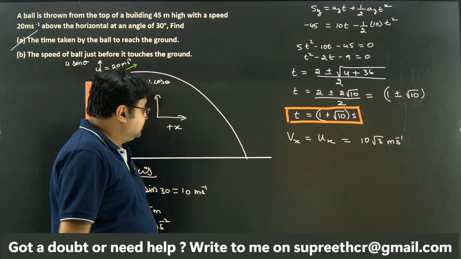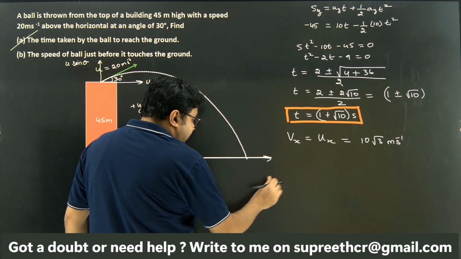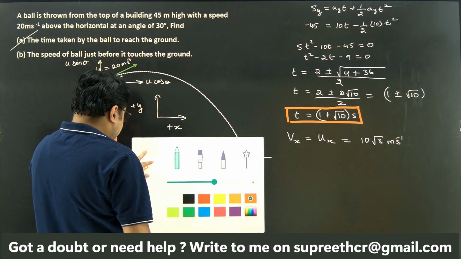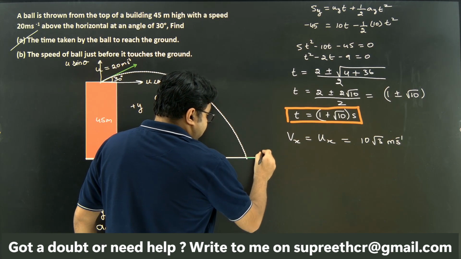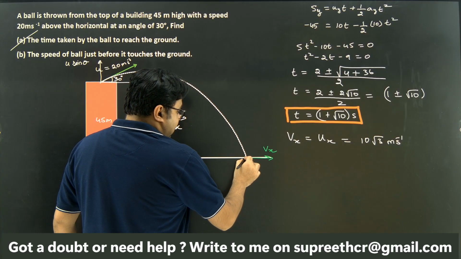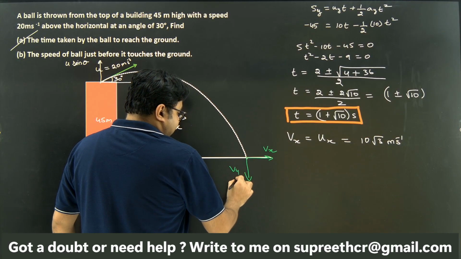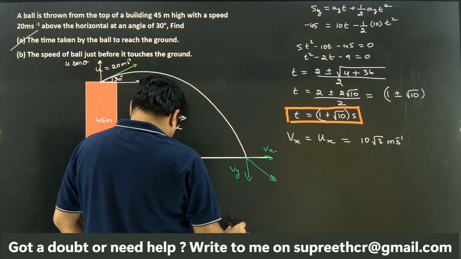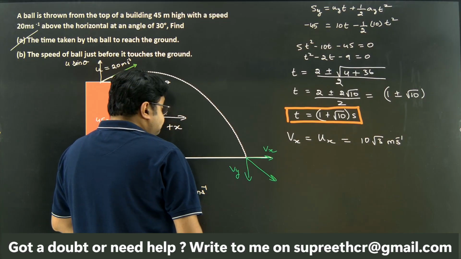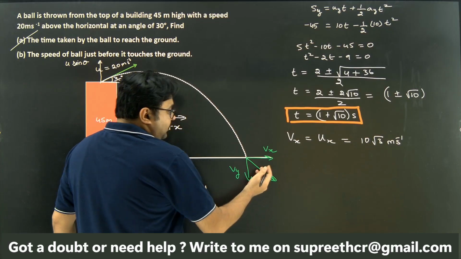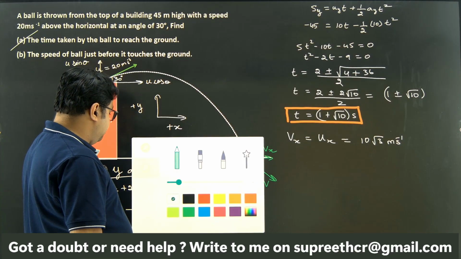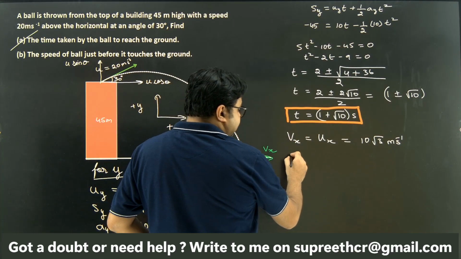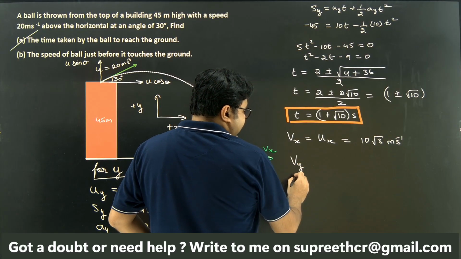Velocity along the x direction is going to be directed this way. Maybe I'll just use a different color to show you that the velocity along x would be in this direction, and velocity along y would be in this direction. Resultant velocity will be in this direction, right? So that's the resultant velocity. Similarly, we shall now write down what would be the final velocity along the y direction.